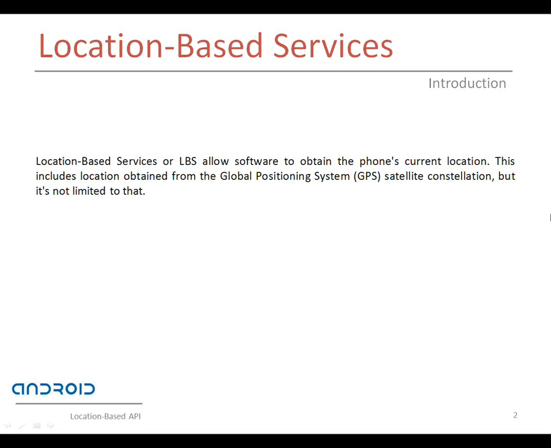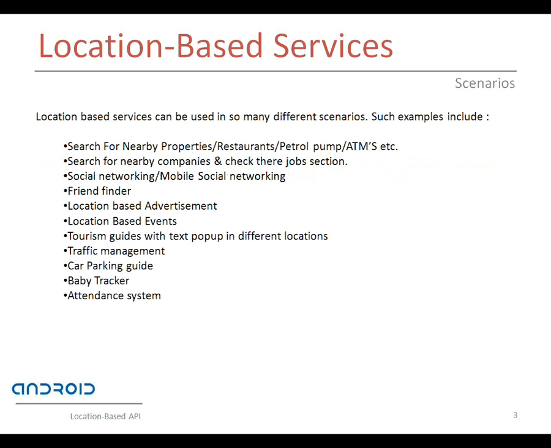So location-based service or LBS allows software to obtain the phone's current location. This includes location obtained from the global positioning system or location from the network provider. Now moving to the next point. Location-based services can be used in so many different scenarios. These are various examples.